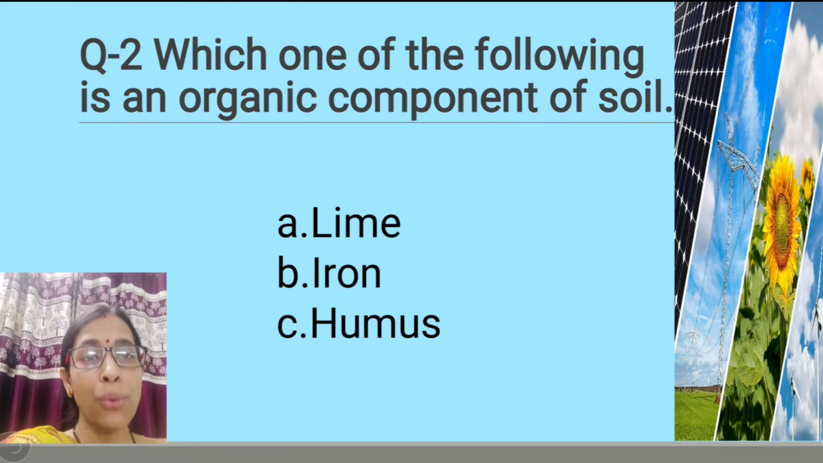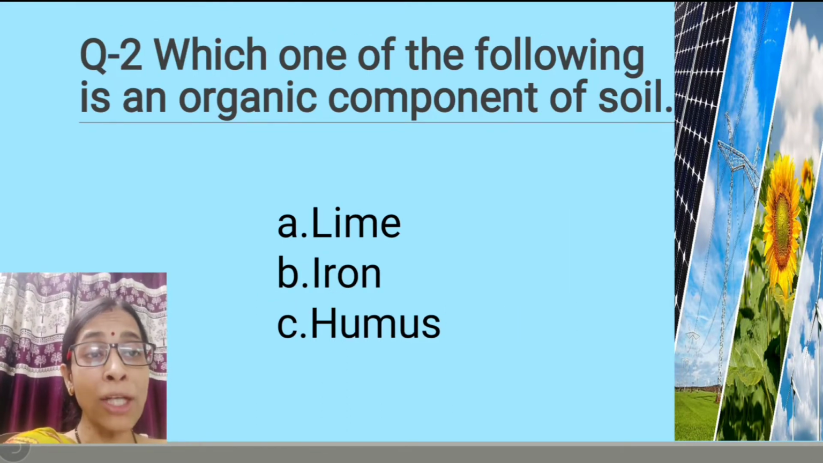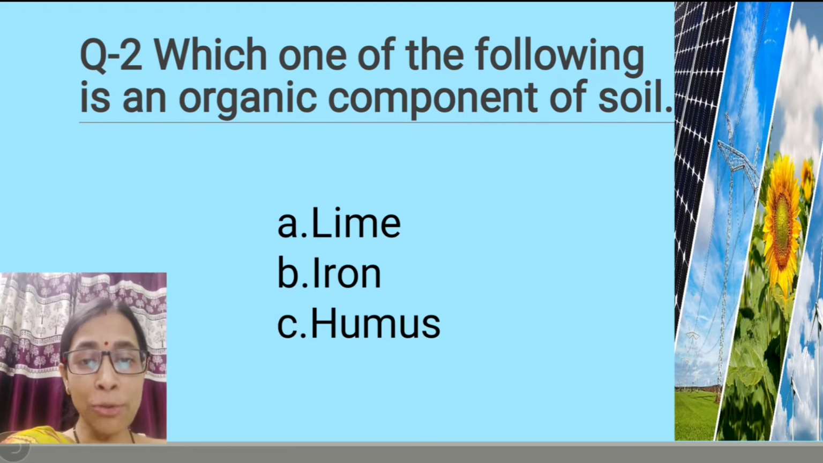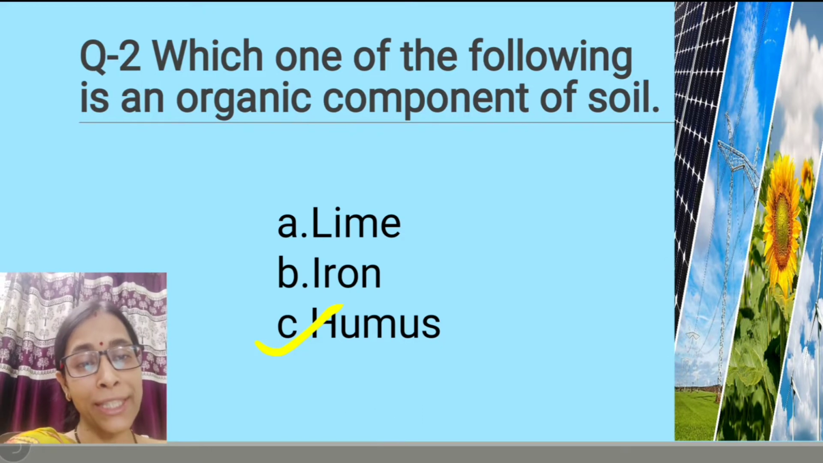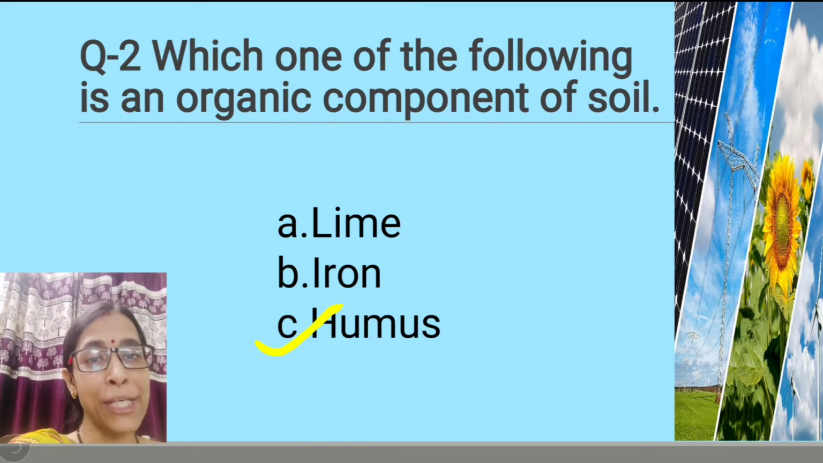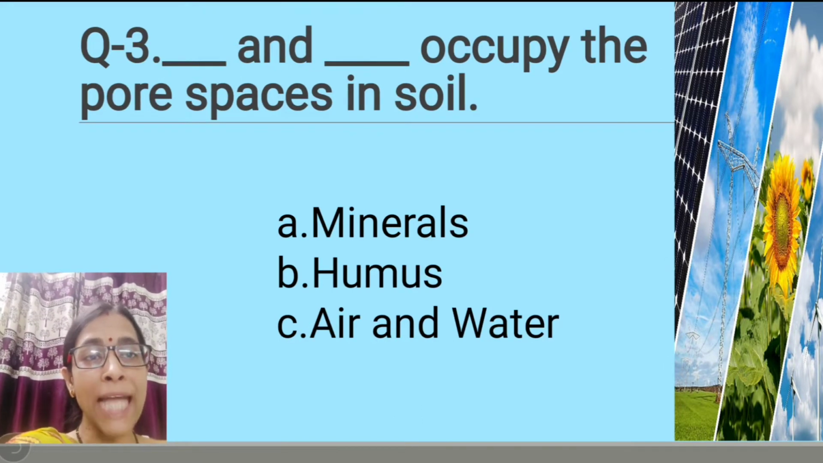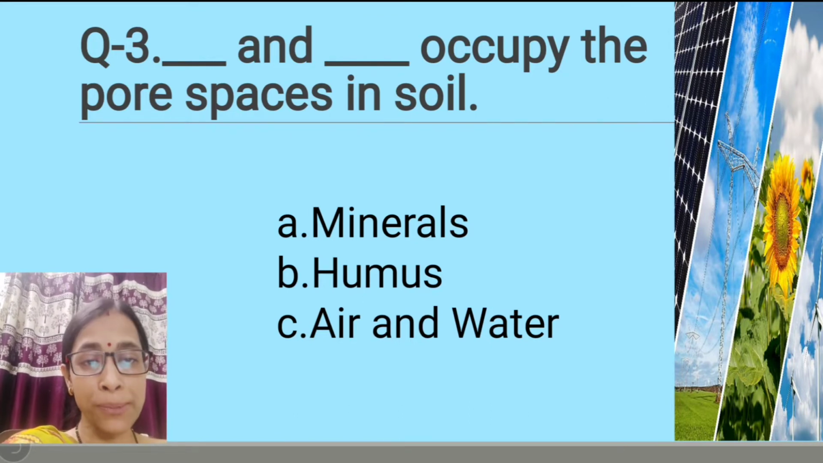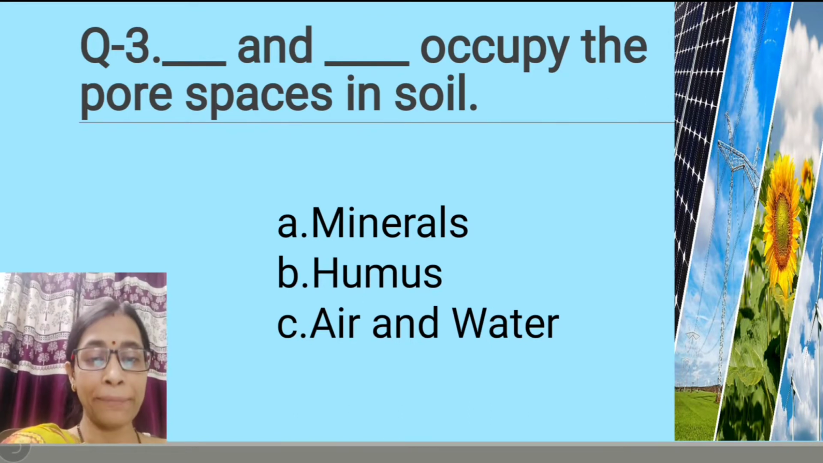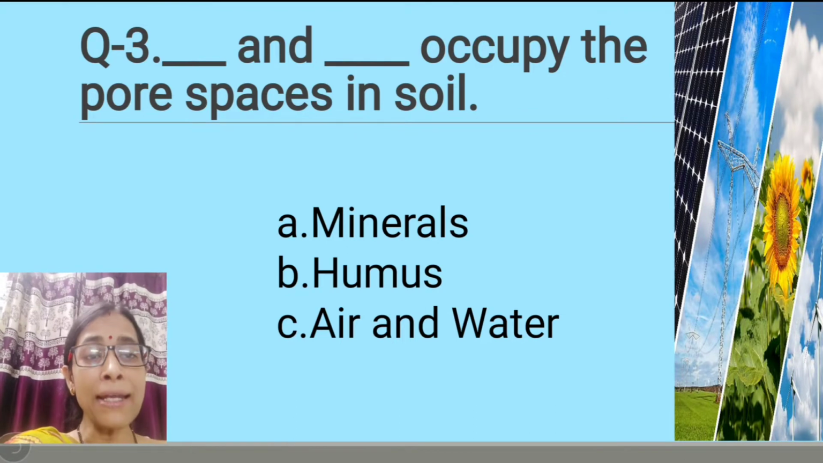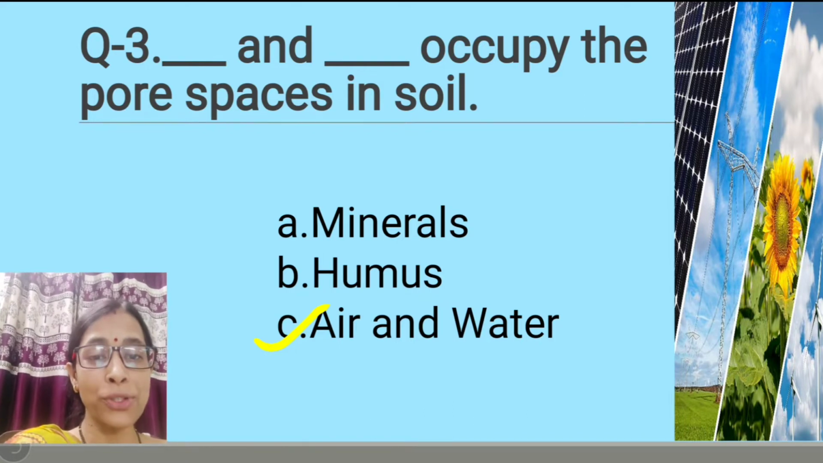Question number 2. Which one of the following is an organic component of the soil? Is it lime, is it iron or is it humus? The correct option is option C, that is humus. Question number 3. Dash and dash occupy the pore spaces in soil. The options are minerals, humus, air and water. And the correct answer is air and water. That is the option C.